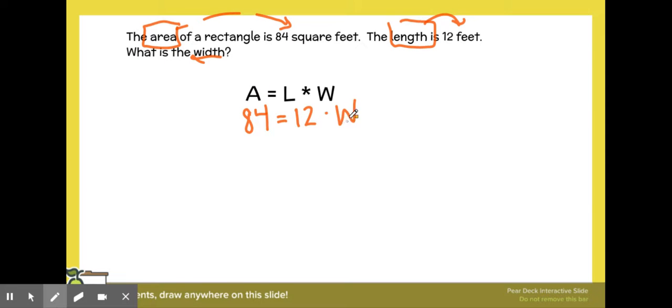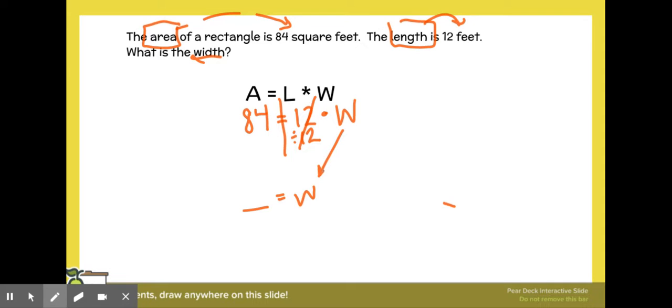Now I need to solve for the W. I need the W to be all by itself. I want W equals, and I need a number. So I'm going to have to move this 12 to the other side so I have it by itself. The opposite of multiplying by 12 would be dividing by 12. And the reason I would do the opposite is 12 divided by 12 is 1, which really cancels it out because 1 times W is W.